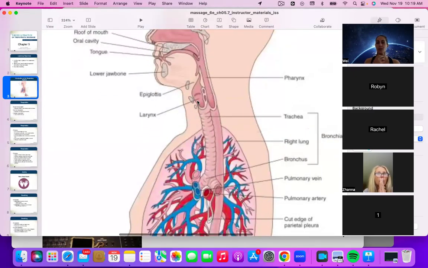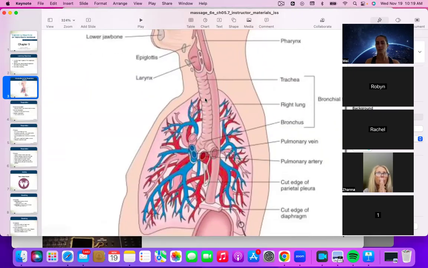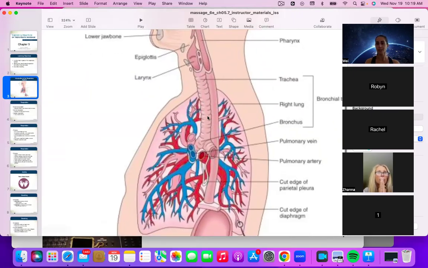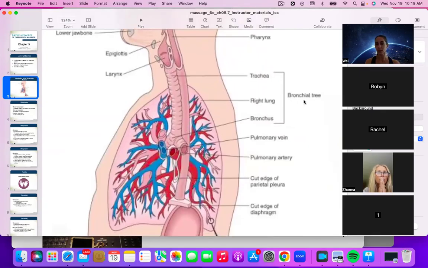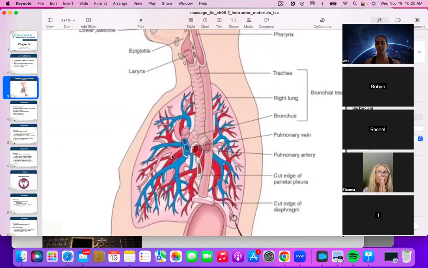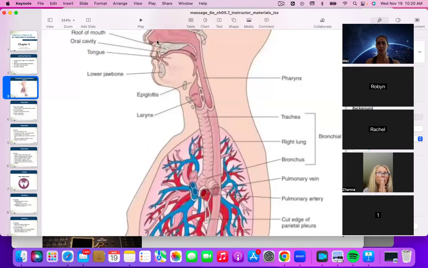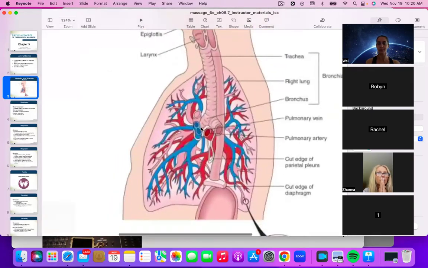Okay, the larynx is your voice box. The trachea, think of it as the trunk of the tree, the stump of the tree. And this trachea, what's called the bronchial tree here, branches into bronchi, left and right. And then from there, it branches into everything else. But from here, you can have at least a view of the upper and the lower respiratory tract.